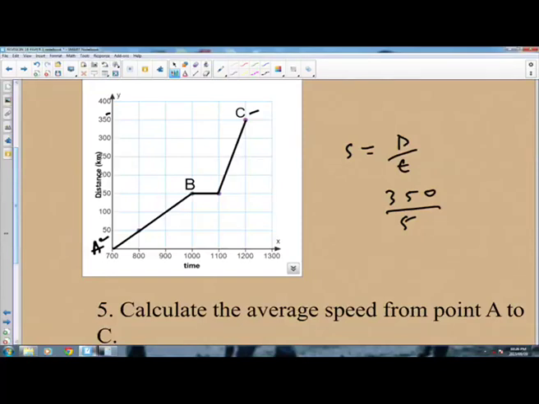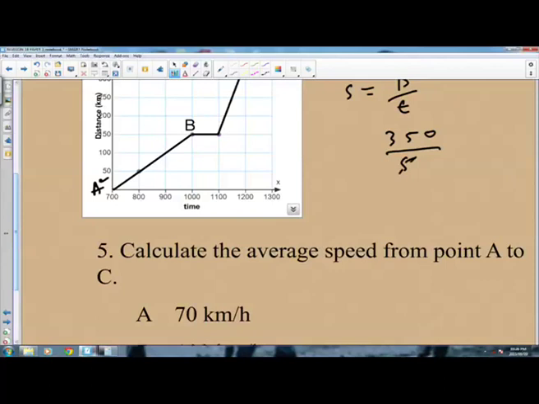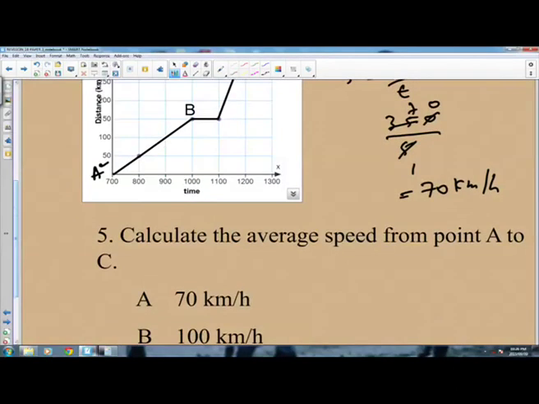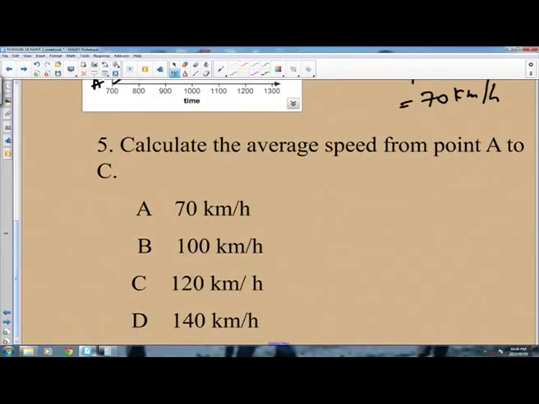And then what is 350 divided by 5? 5 into 35 is 7, and then 5 into 0 is 0, meaning the speed is 70 kilometers per hour. And then we check in our alternatives, do we have 70 kilometers per hour somewhere? B is 100 kilometers per hour, C 120 kilometers per hour, D 140 kilometers per hour, and the 70 kilometers per hour is represented at A, so we circle letter A.